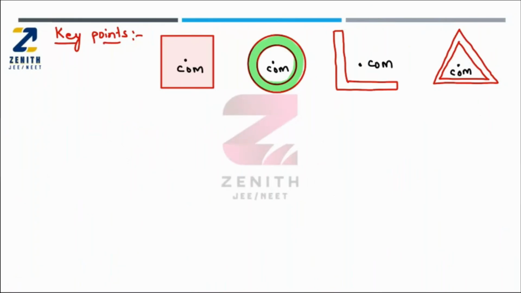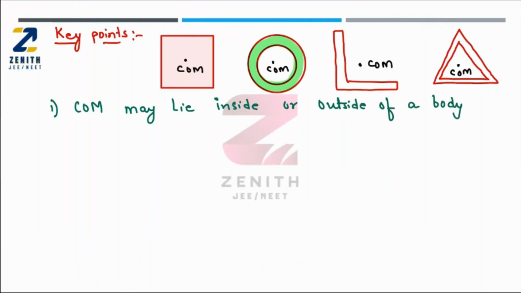I have taken some geometries, for example rectangular, some in ring shape, L shape, and this is basically a triangular shape. Okay. So the first note point is the center of mass may lie inside or outside of the body. Very, very important point. Always remember the center of mass will not always lie inside the body. It may also lie outside of the body.